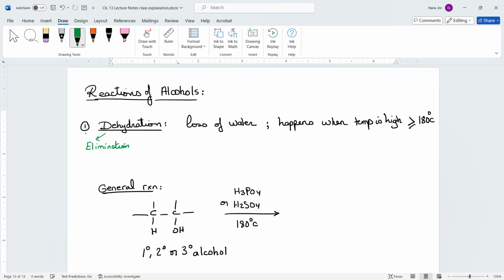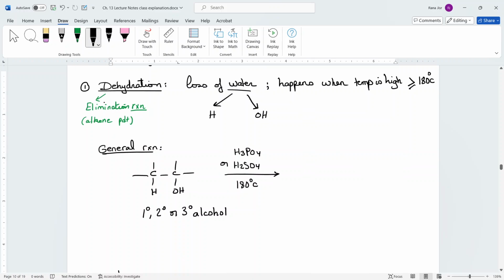So this one is going to be an elimination reaction, and an elimination reaction by definition is a reaction where you break two sigma bonds and you form a pi bond, so your product is going to be an alkene. So the alkene here is going to be the product, meaning that your product is going to have a double bond. So what I am doing here is that I am losing water, and water is going to be in a form of a hydrogen and an OH. So I am going to lose a hydrogen and I'm going to lose the OH. The hydrogen that I'm going to lose is called the beta hydrogen.